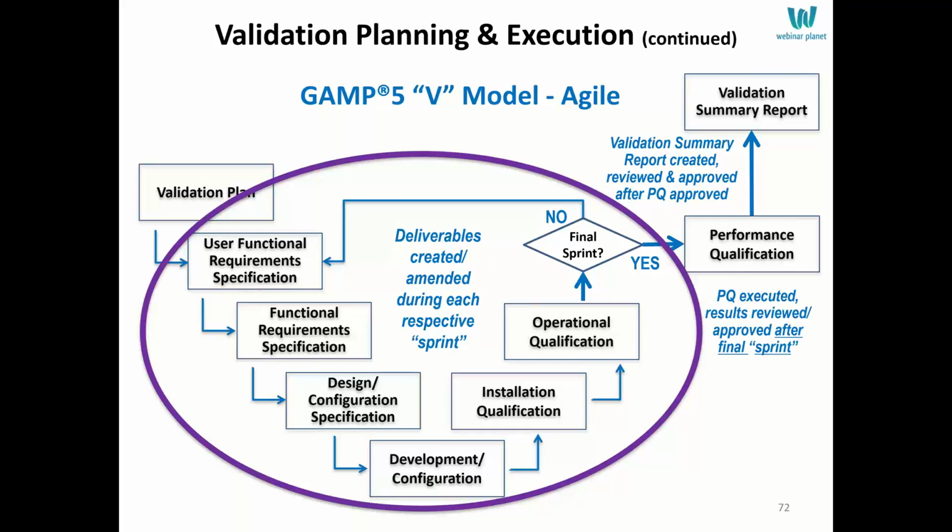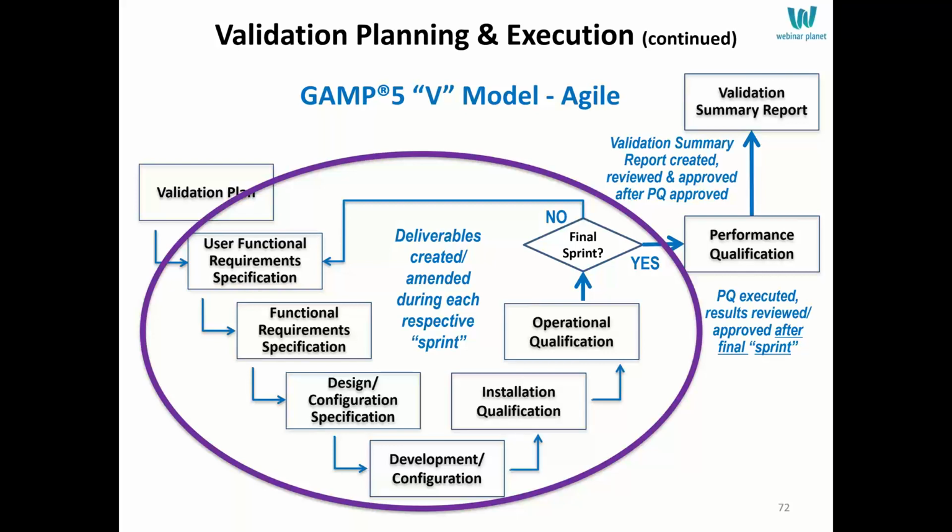During that 2 or 3 weeks, during that sprint, you'll take that subset of requirements, you'll have the design, the configuration, the coding, the development, whatever is needed, that will be done on that subset. And then that subset of requirements, that functionality will be installed, operationally qualified, and then you now have a piece of functioning code. At the end of each sprint, you're going to have a minimum viable product, a set of functionality that works, a subset of the overall system.